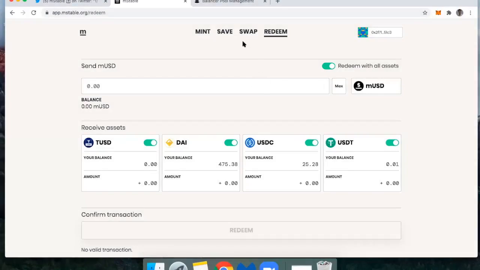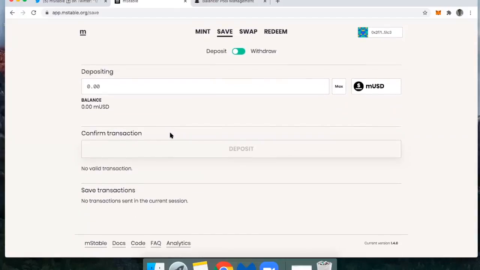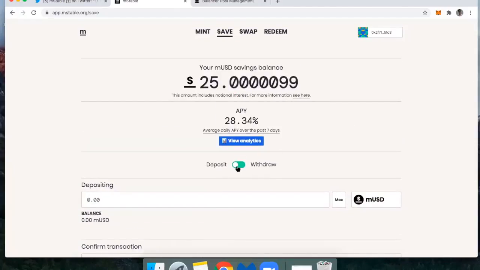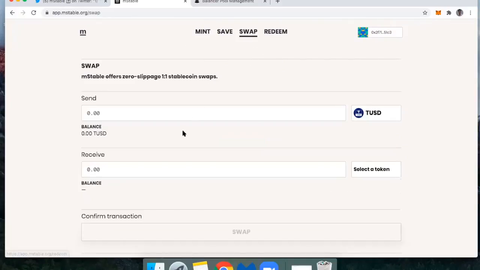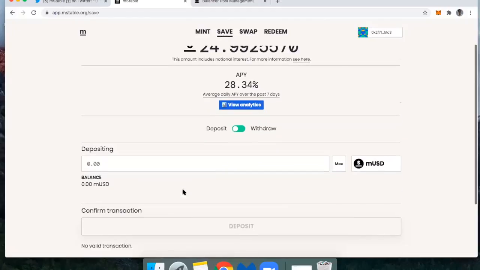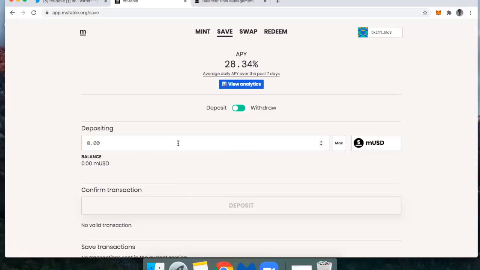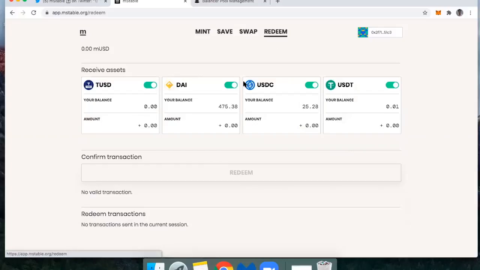So if I were to go to the save function, here we go. We just flip that to withdraw, and I could say I'm going to withdraw it all. So I'm not going to do that right now. I am going to leave it. And let's pretend that I did withdraw my 25 mUSD from this interest earning save function. I would then take the mUSD here, and this is where I could ultimately redeem my mUSD for however much I want of these stable coins. So good to just be aware about how to get out of this ultimately. I don't like to put money into something without knowing how I can ultimately get back out of it.